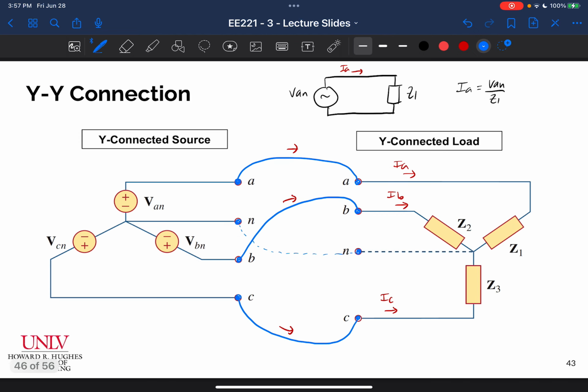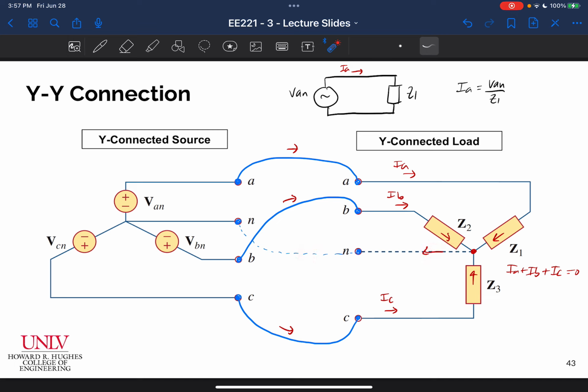I drew it here as a dotted line, but if you add up the sum of the currents IA, IB, and IC, and you do KCL at this node right here, you will see that IA plus IB plus IC for a balanced system equals 0. And so if no current's flowing here, we basically don't need this wire at all, right? It might as well be open.